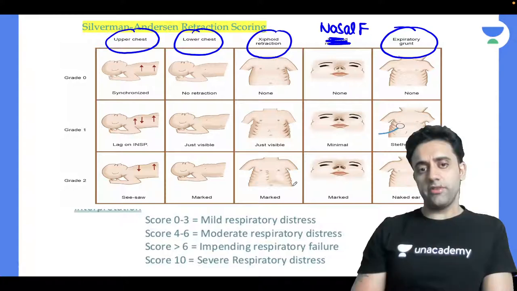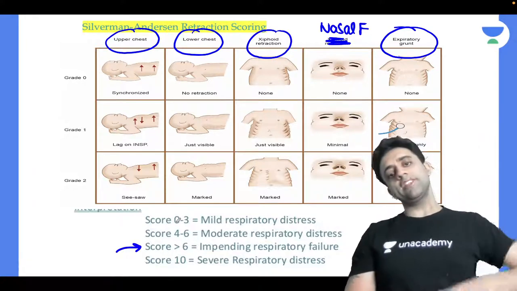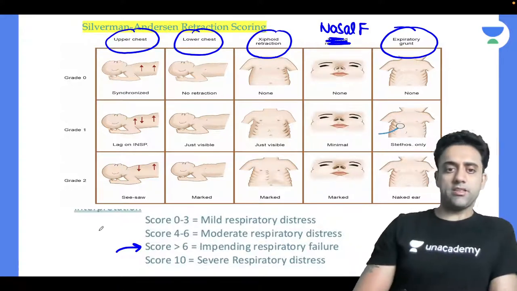One thing we need to understand is what score the baby will go into respiratory failure. So more than six. If the score is more than 6, the baby is going into failure.